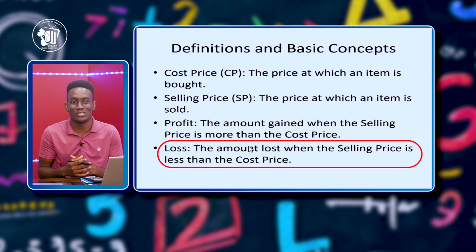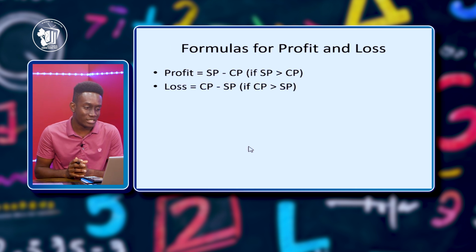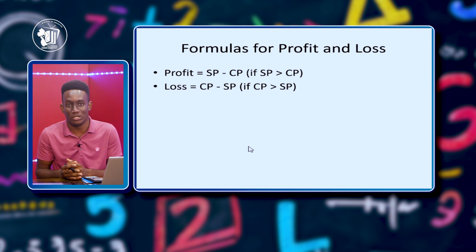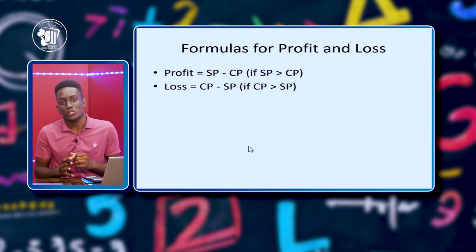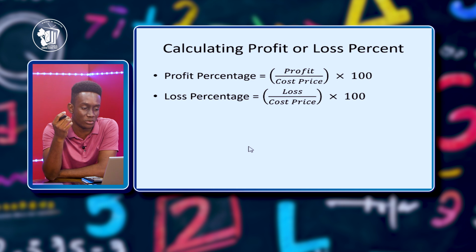Alright, those are the basic concepts as relates to profit and loss. So let's look at this little equation that I have on the screen. If the selling price is greater than the cost price, that means you gain a profit. And if the selling price is less than the cost price, that means you incurred a loss. A loss has occurred.